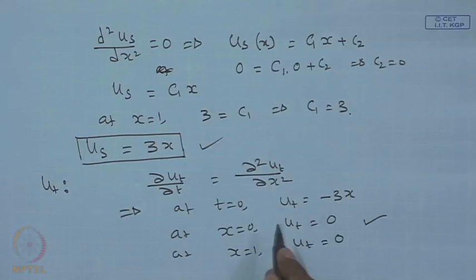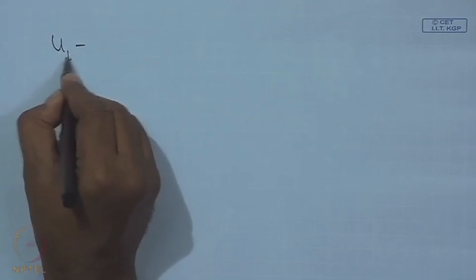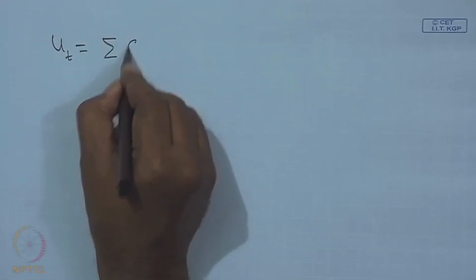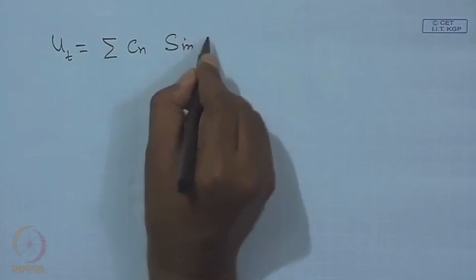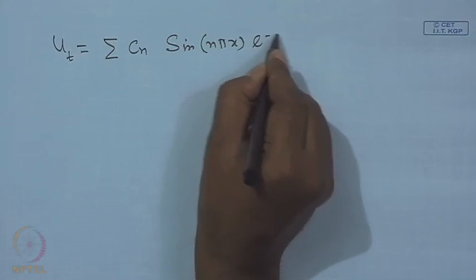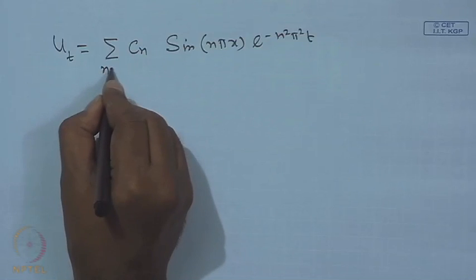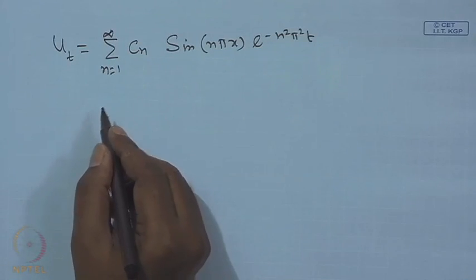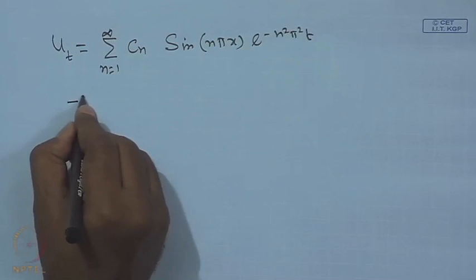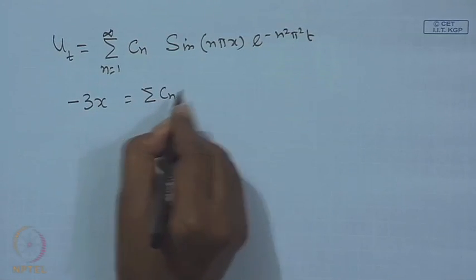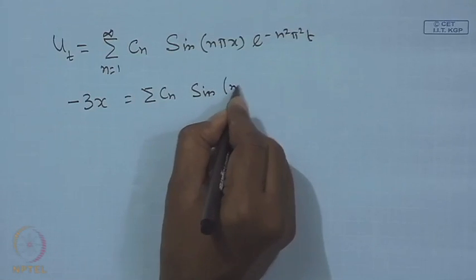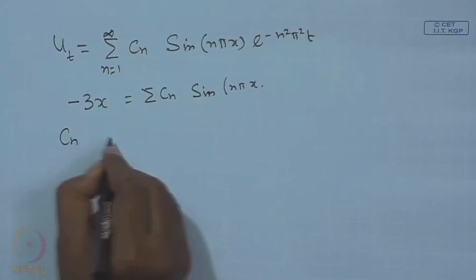So, we have already seen the solution to this problem, that the eigenvalues will be constituted by n pi and the eigenfunctions will be constituted by sin n pi x. So, we will be getting a complete solution here, that u_t is nothing but C_n sin n pi x e to the power minus n square pi square t, n is equal to 1 to infinity, and we use the initial condition, that is minus 3x should be equal to C_n sin n pi x.